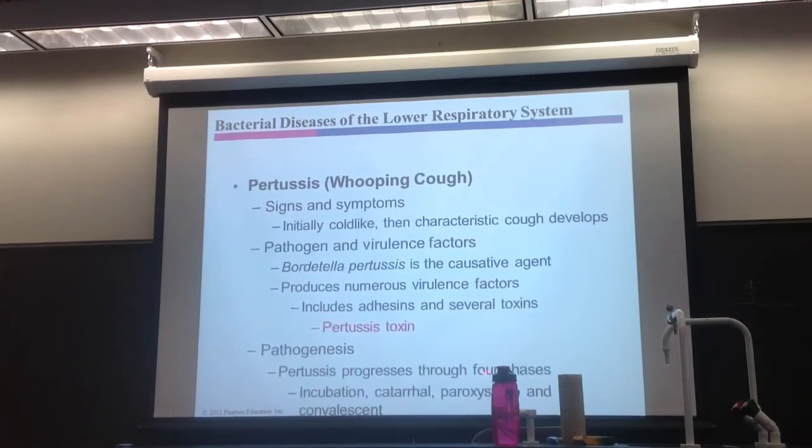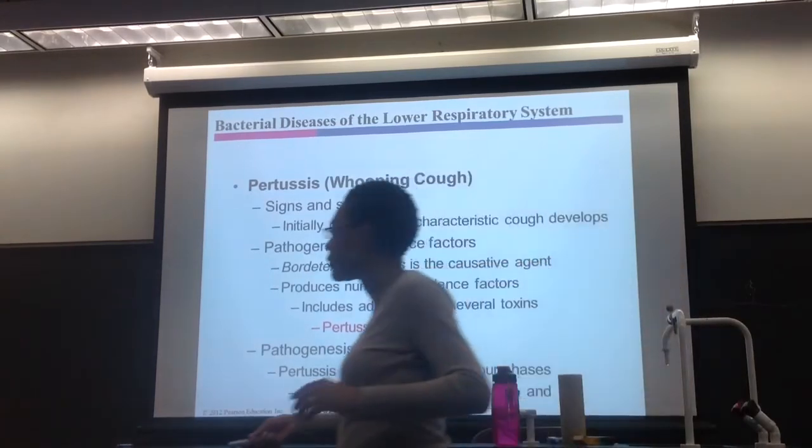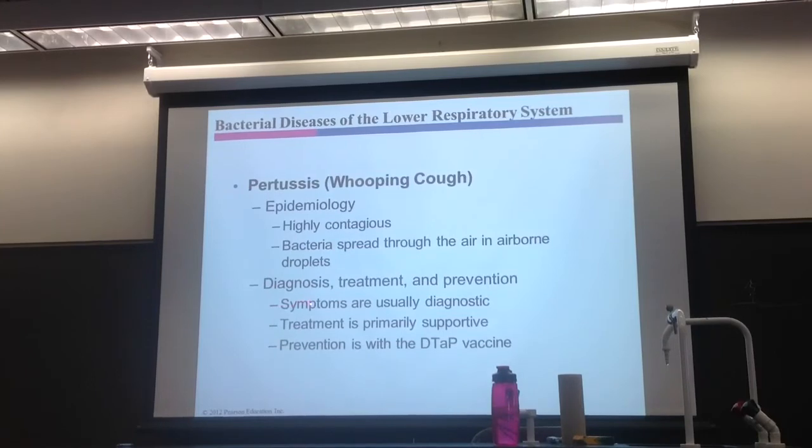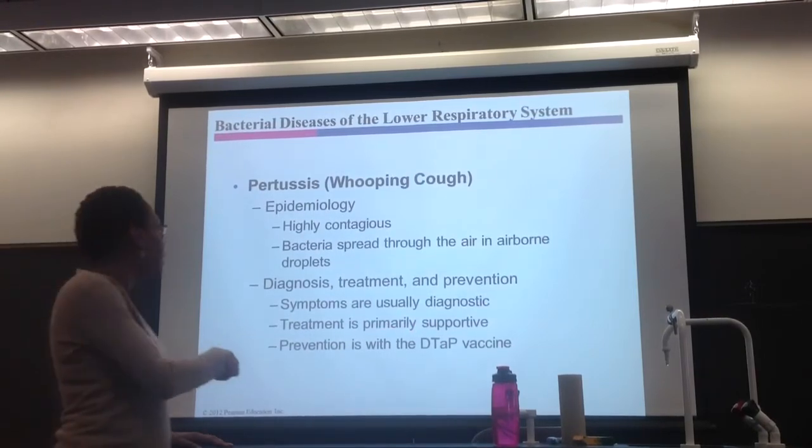Right. So the paroxysmal stage is where you have those coughing spells because you're trying to get rid of the mucus trapped in your lungs, because the cilia have stopped working at that point. Now, pertussis is highly contagious, and as before, you get it through what? Droplets in the air. The symptoms are usually diagnostic. You can also look for the bacteria in your sputum to diagnose it. But really, treatment is supportive.